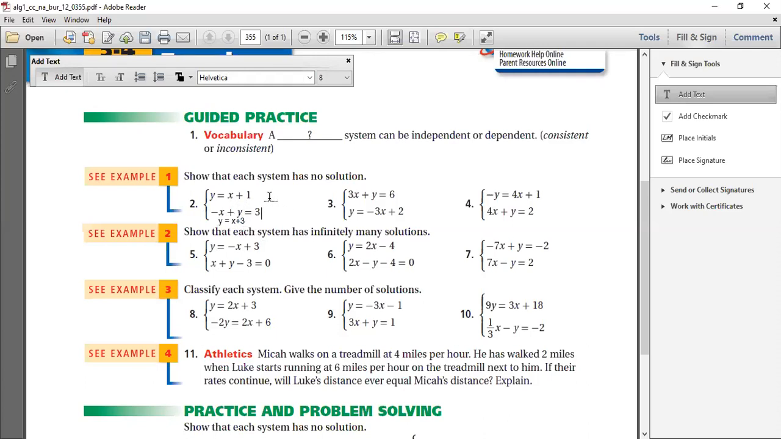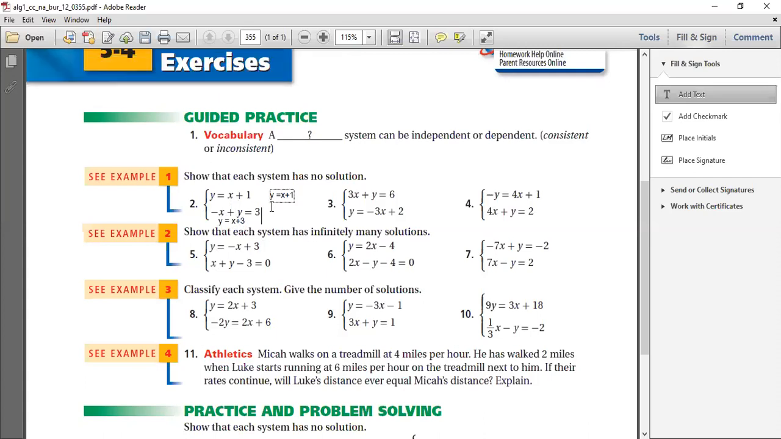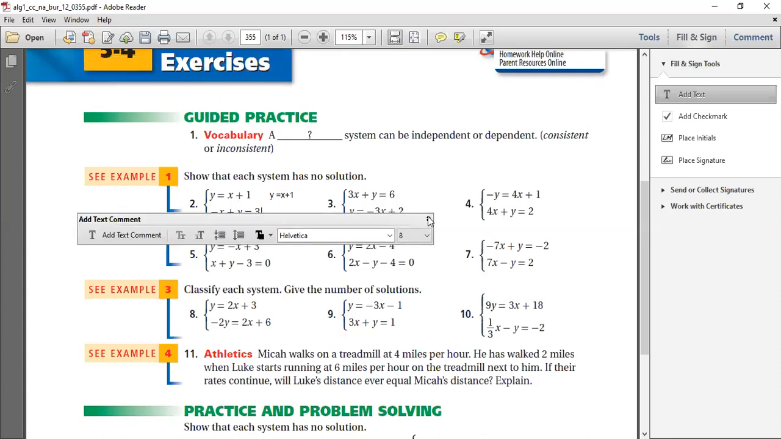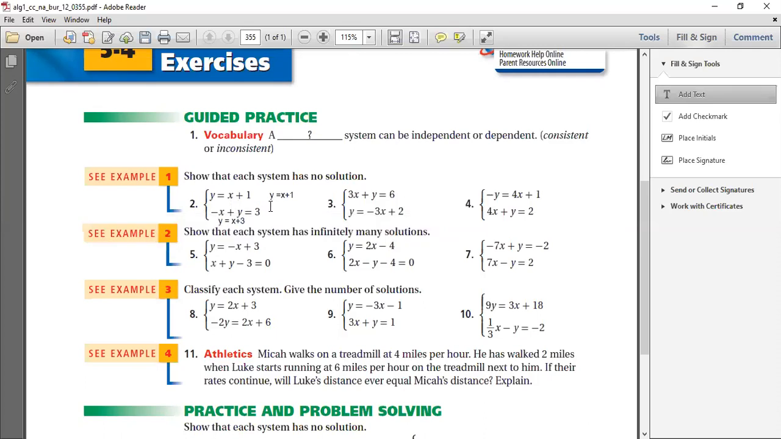Now the systems we have: one is y equals x plus 1, and the next is y equals x plus 3. How do you know that the system has no solution? Because the slopes are the same but the intercepts are not, which means they are parallel lines. So you will show this part and then say they are parallel lines, so they do not have a solution. So the system has no solution. This is how you will do it.